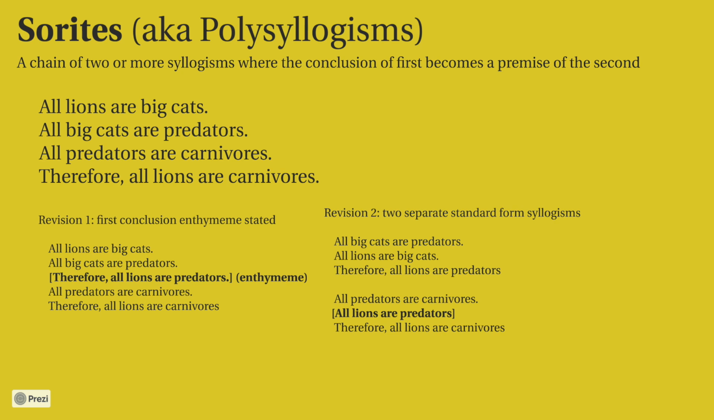We begin with the argument all big cats are predators. All lions are big cats. Therefore, all lions are predators. Based on that conclusion, we then move to the second argument. All predators are carnivores. All lions are predators. Therefore, all lions are carnivores.